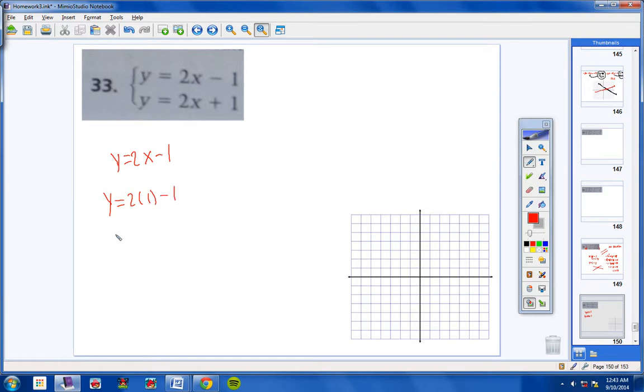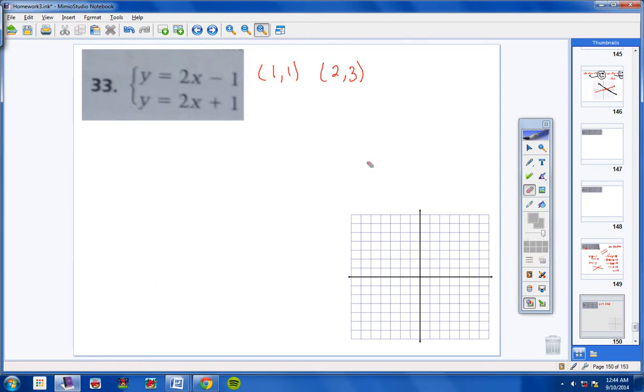And if I do that, 2 times 1 is 2, minus 1 is 1. So I got out the ordered pair (1, 1). Now I'm going to put 2 in for x. If I put a 2 in for x, I get y equals 2 times 2 minus 1. 2 times 2 minus 1 is 3. So if I put in a 2, I get out a 3. Okay, so there we go. I have found the two ordered pairs for my first linear equation.